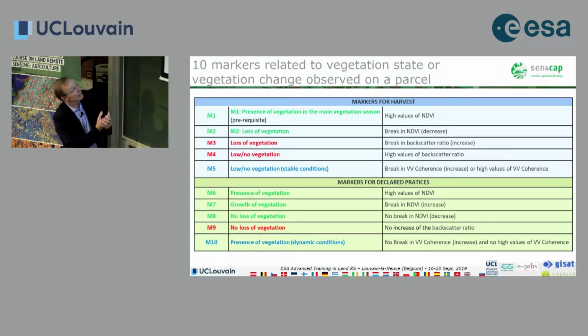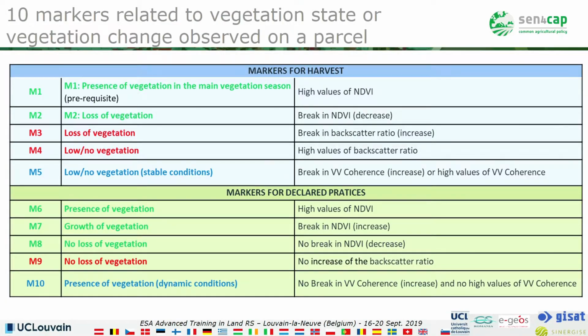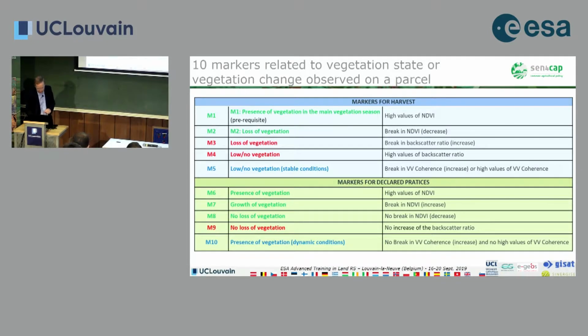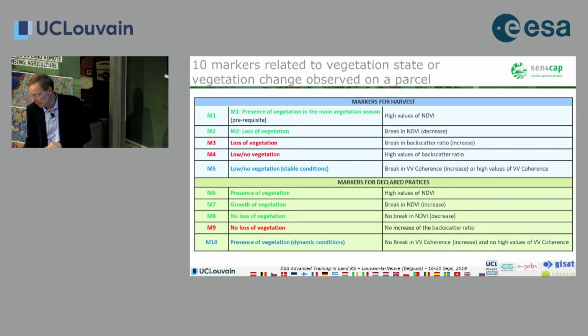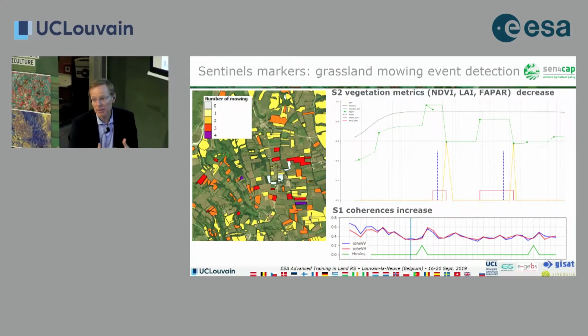What kind of matrix are these? These are matrix which are turned into markers, and these are the 10 markers which are used to assess the agriculture practices of the farmer. This is nothing very fancy. These are things that you probably use. One of these is the mowing event detection.